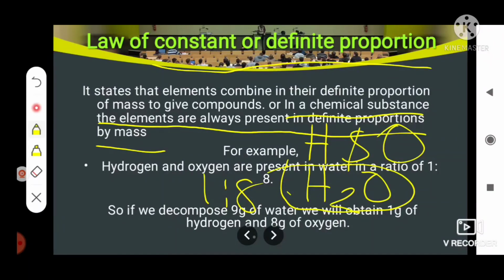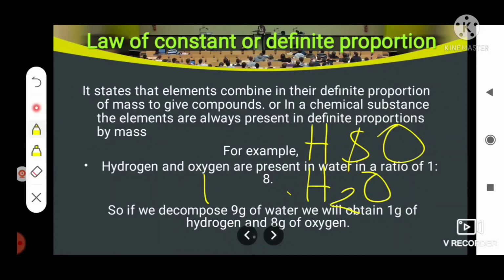Water is a compound which always consists of the same two elements, that is hydrogen and oxygen. What is the chemical formula of water? That is H2O. It is made up of two elements, hydrogen and oxygen. Hydrogen and oxygen combine together in the same constant proportion of 1:8 by mass. That means 1 part by mass of hydrogen and 8 parts by mass of oxygen. 1 is the ratio corresponding to hydrogen and 8 is the ratio corresponding to the mass of oxygen.